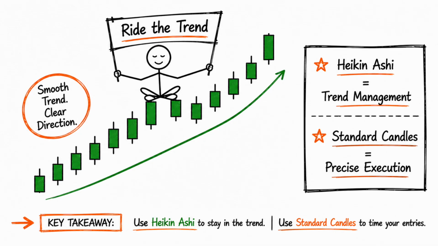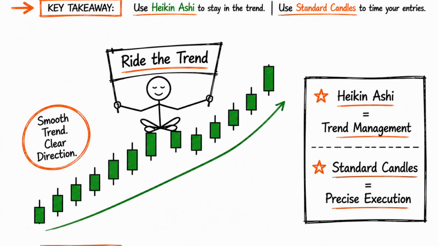Instead of panicking every time a normal candle pulls back slightly, you can use the smoother structure to remain in the trade. But there's a catch. Heikin Ashi doesn't show the exact open and close in the same way as standard candles. So use it for trend visualization and trade management, and use standard candles when you need precise price information.